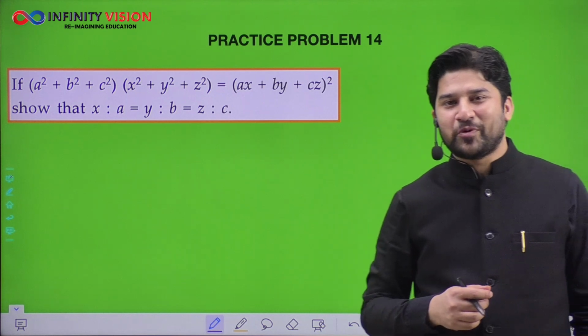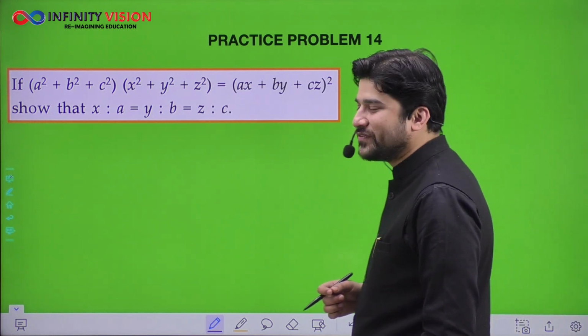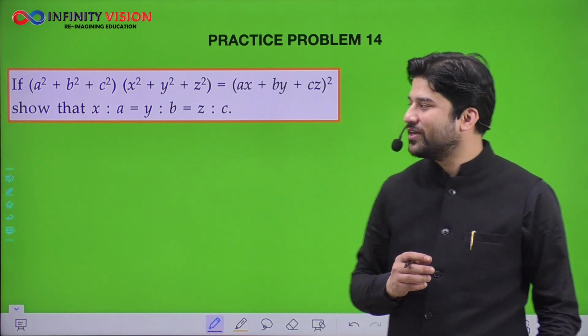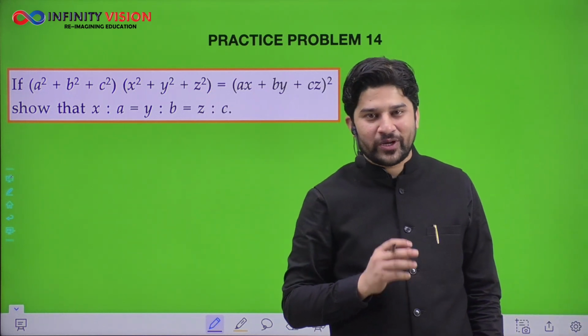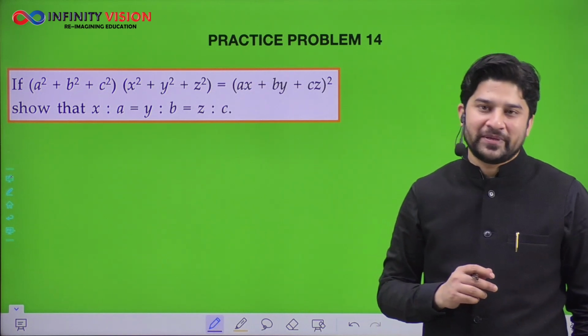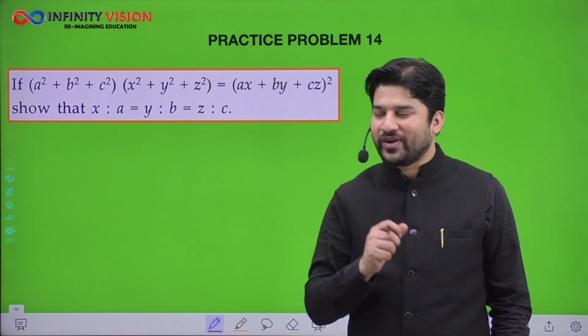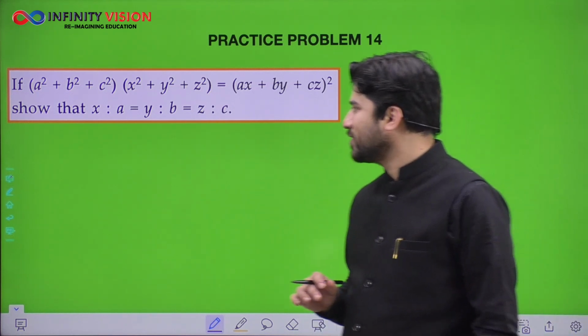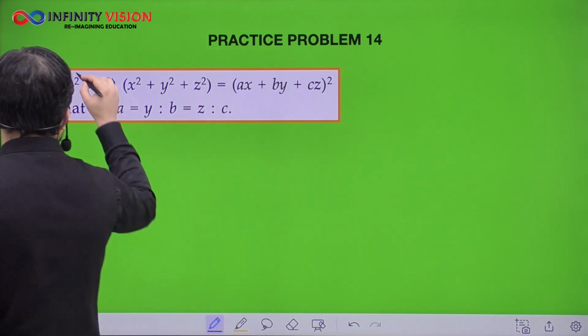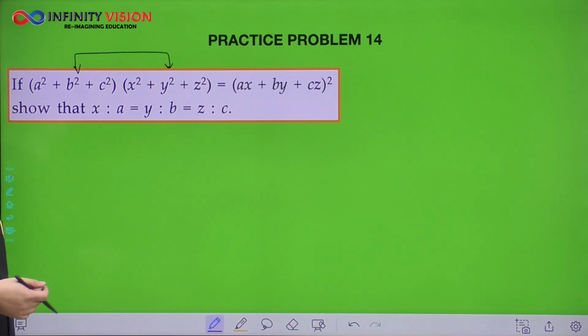Let's solve our next problem, that is practice problem 14. The question reads, if (a² + b² + c²) multiplied with (x² + y² + z²) equals (ax + by + cz) whole square, then you have to show that x is to a equals y is to b equals z is to c. Now when I see these things, something inside me asks me to cross multiply. That's pretty brute force.